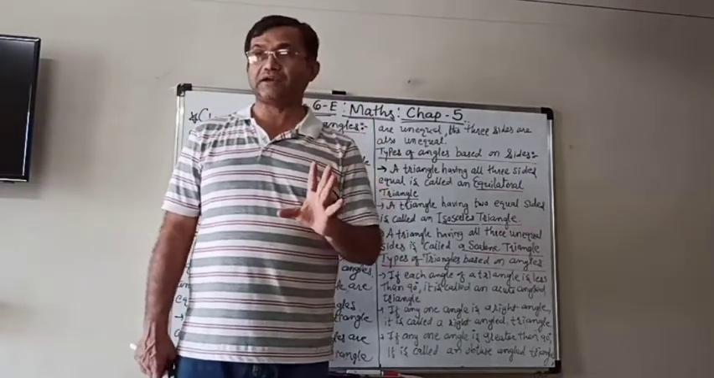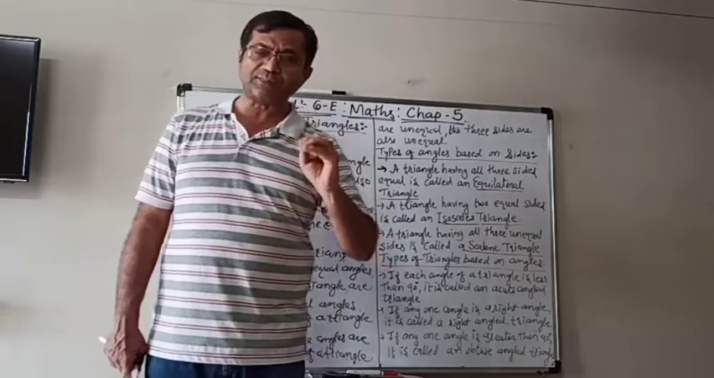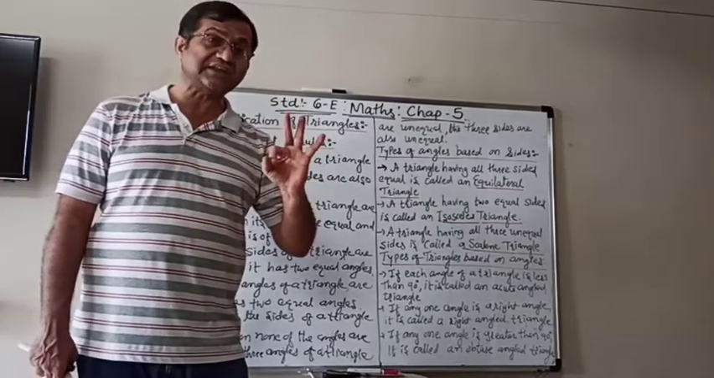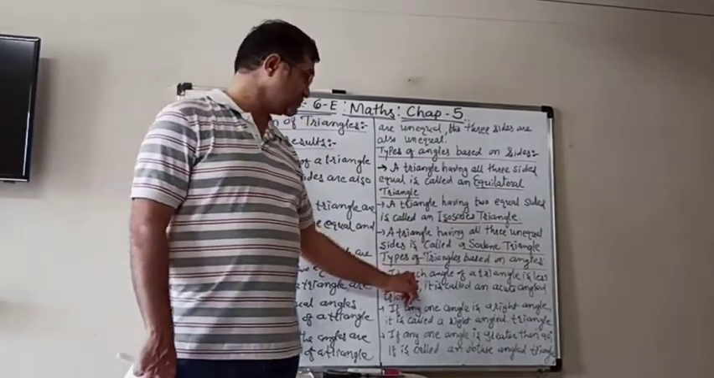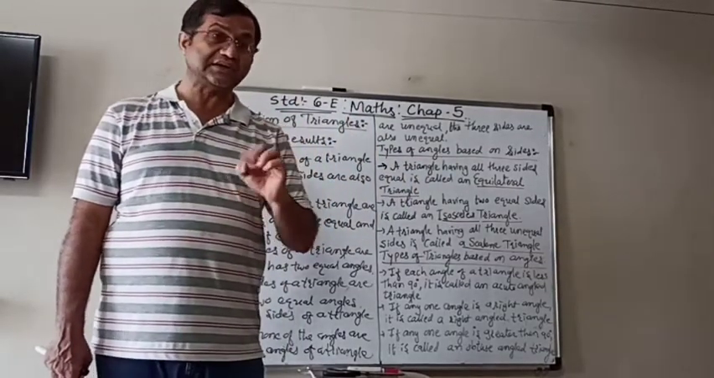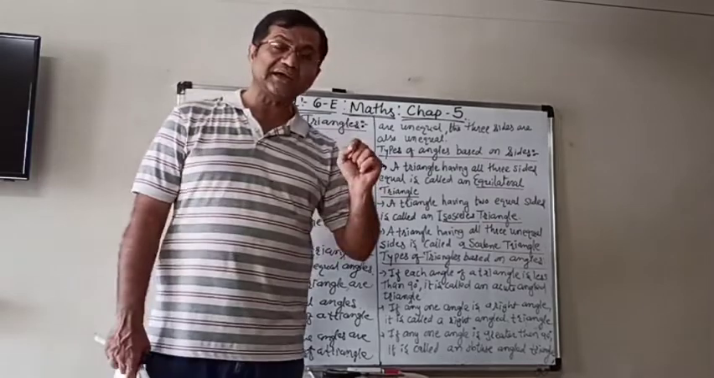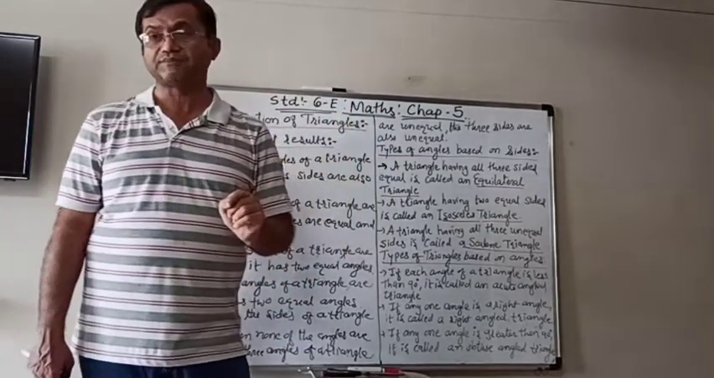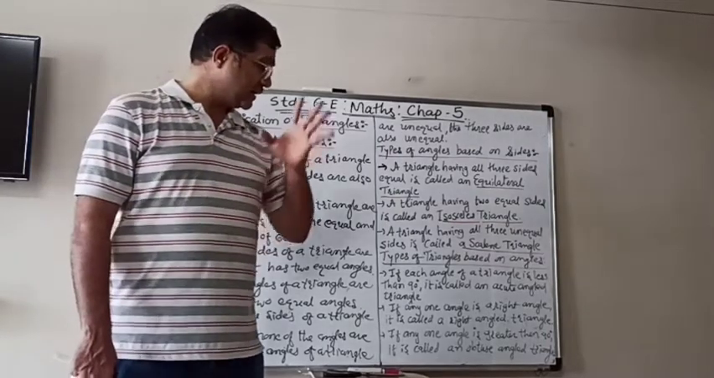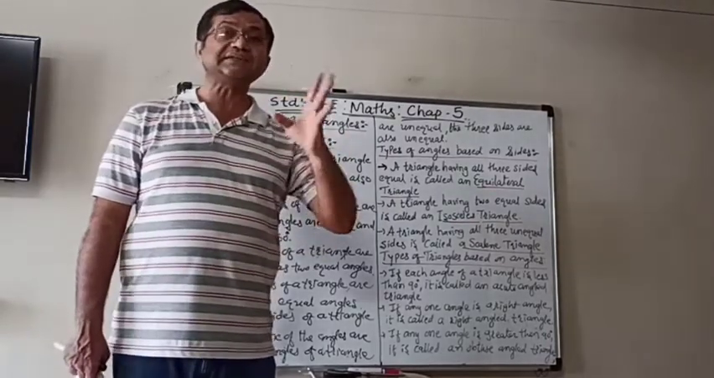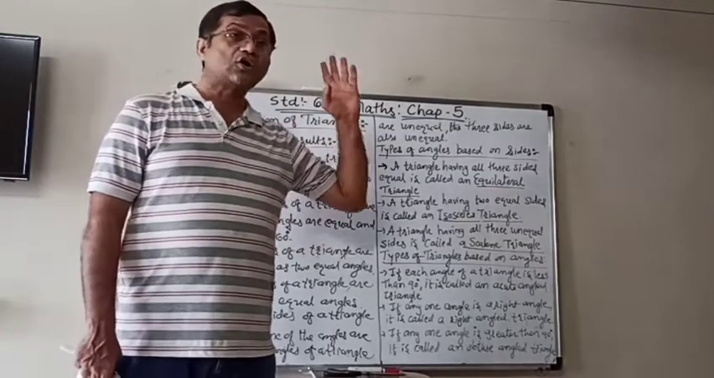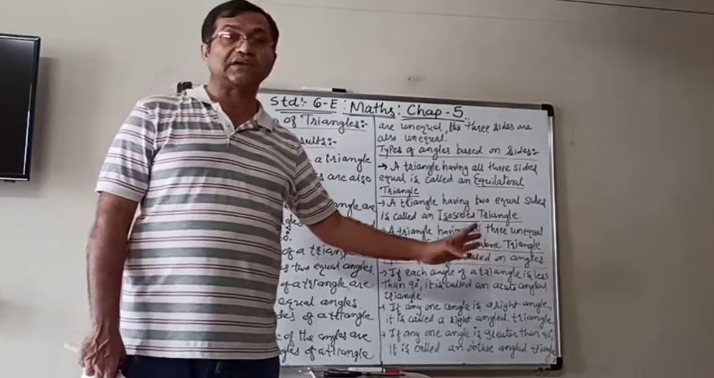angled triangle. So on the basis of angles, how many types of triangles are there? Three. Which are they? First is the acute angled triangle, in which all the angles are less than 90 degrees. Second, if one of the angles is 90 degrees, meaning a right angle, then it is known as a right angled triangle. And if one of the angles is greater than 90 degrees, meaning an obtuse angle, then that triangle is known as an obtuse angled triangle.